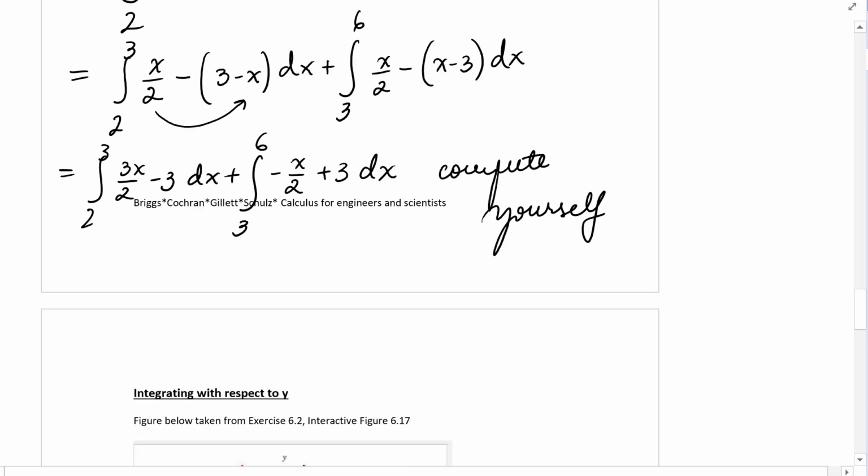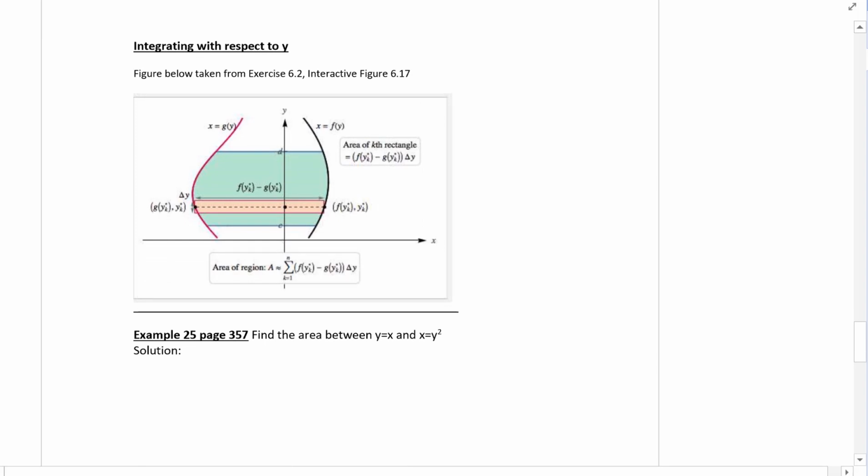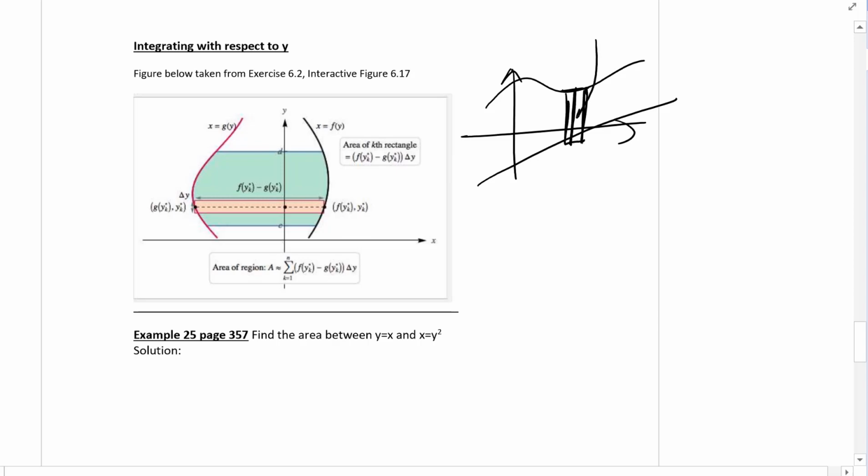Because I want to do another type, the one where we integrate with respect to y. As you can see, the graph now, before it was something like this, right? When we were drawing the rectangle, the length was over the y-axis, so that's why we said f of x minus g of x. Well, here, the way the graphs are, I cannot draw a rectangle, right? I cannot draw that because it's not connecting the two functions, so it's not going to help me. Because of that, we are going to integrate with respect to y.